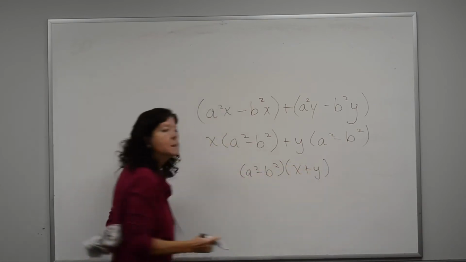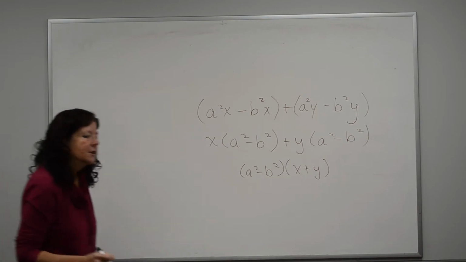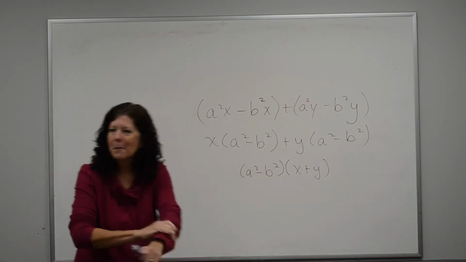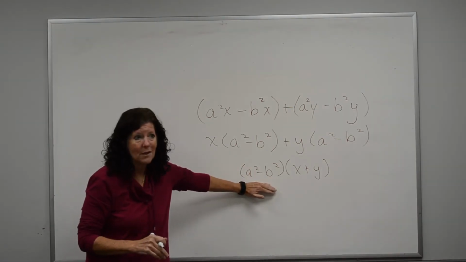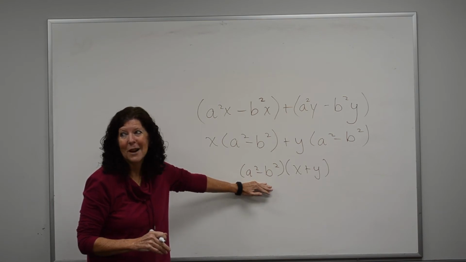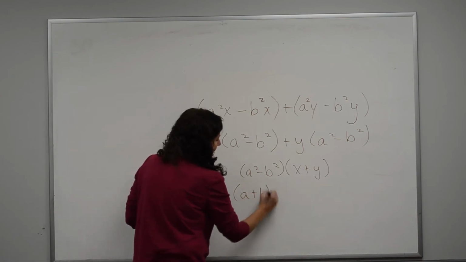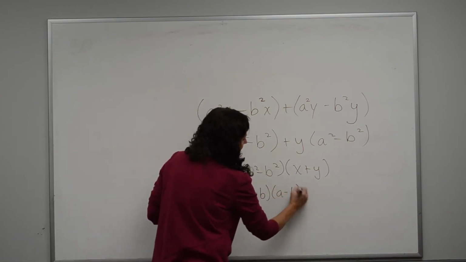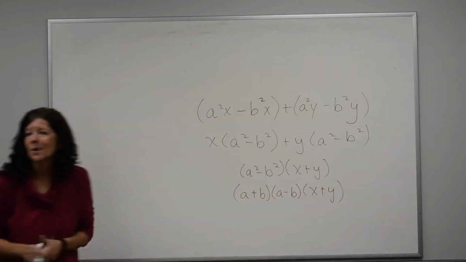Am I done? Gotta look at that close. Difference of squares. Remember that? That right there is the difference of squares. So what does that factor into? Do I remember anything about the difference of squares? It factors into x plus b times x minus b times x plus y. Now I've simplified it as far as I can go.